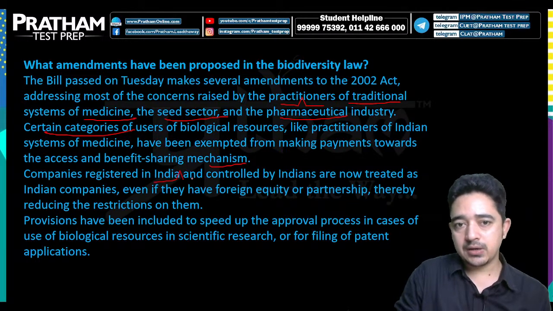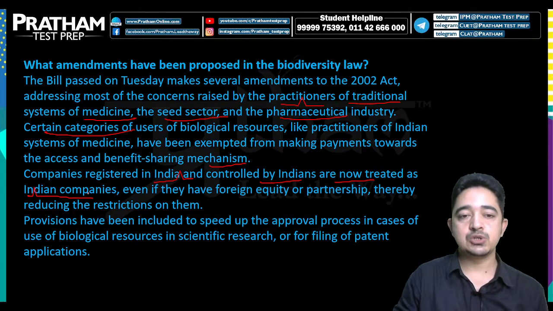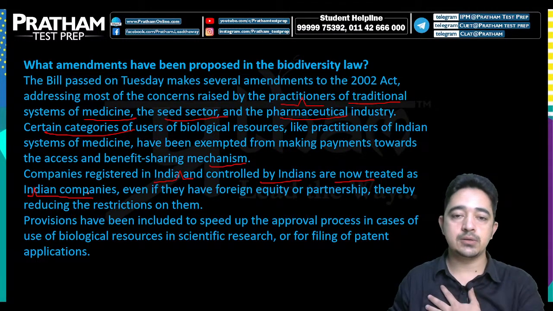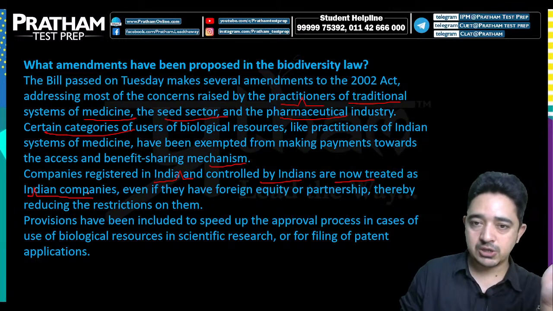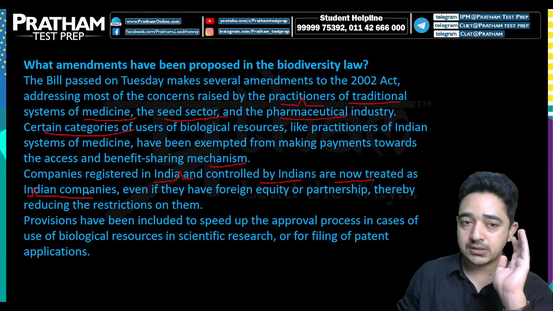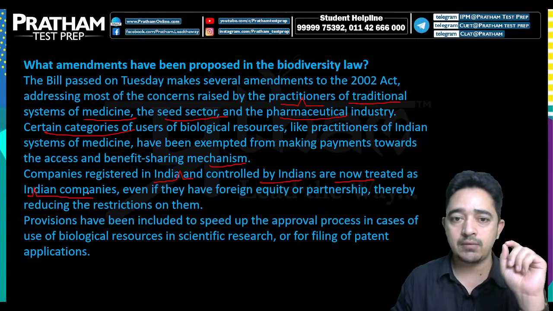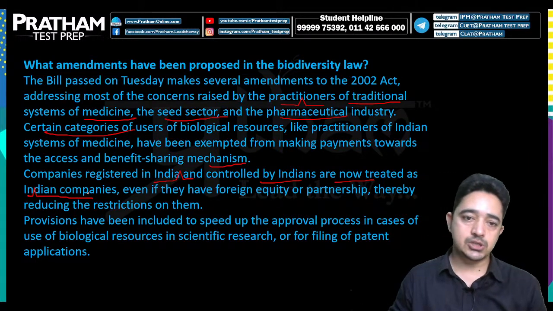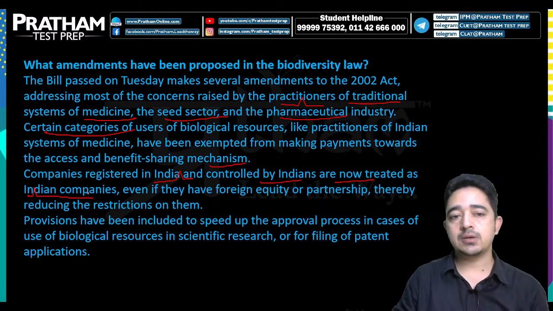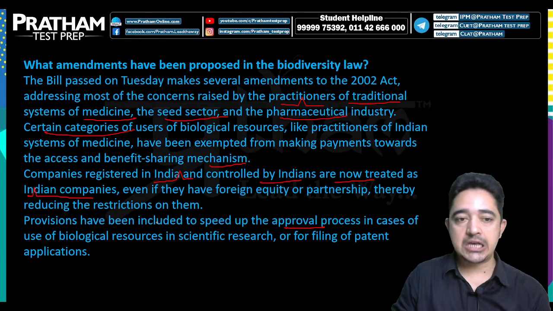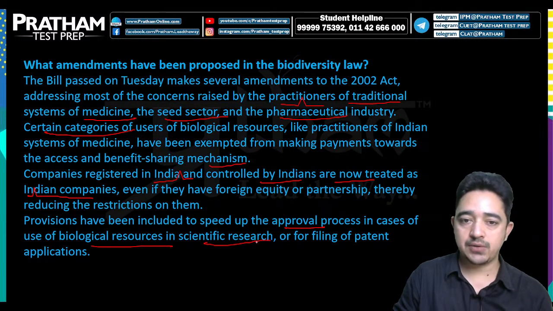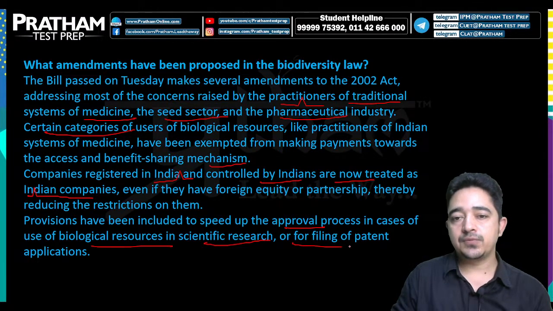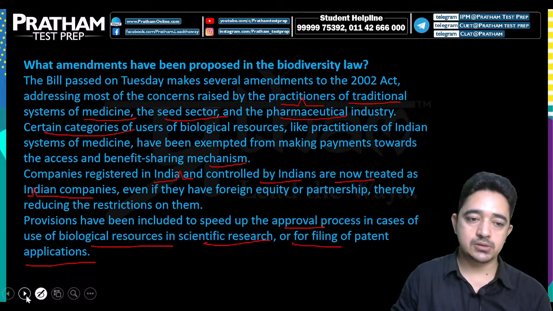कंपनीज रजिस्टर्ड इन इंडिया एंड कंट्रोल्ड बाय इंडियंस आर नाउ ट्रीटेड एज इंडियन कंपनीज. जो भी कंपनीज रजिस्टर्ड हैं इंडिया में, कंट्रोल करती हैं बाय इंडियंस, जिनका मेन ऑनरशिप इंडियन है, उसे कंट्रोल से क्या कंसिडर करेंगे? इंडियन कंपनीज. इवन दे हैव एन फॉरेन इक्विटी और पार्टनरशिप, thereby reducing the restriction on them. Our provisions have been included to speed up the approval process in case of use of biological resources in scientific research for filing of patent applications.